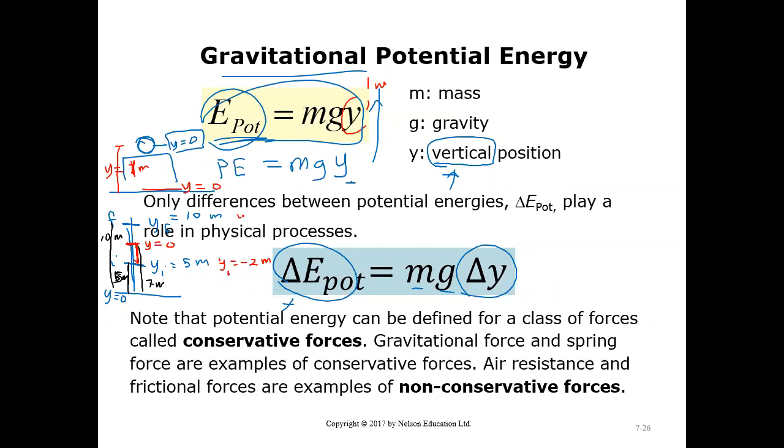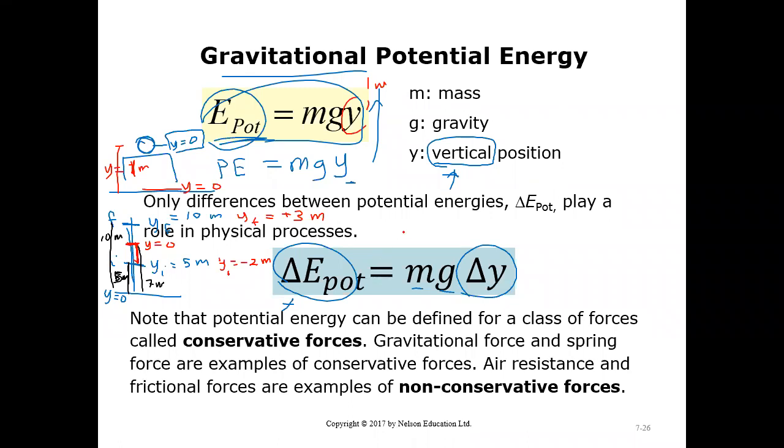What about y final? According to him, this object is now 10 minus 7, which is 3 meters. So for him, it is 3 meters above. So for the guy with the blue pen, who is drawing everything in blue, the initial position is 5 meters, and the final position is 10 meters. But for the guy who is standing 7 meters above and choosing y equal to 0 there, according to him, initial is -2, final is +3.